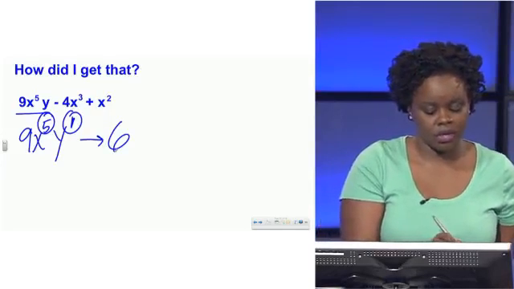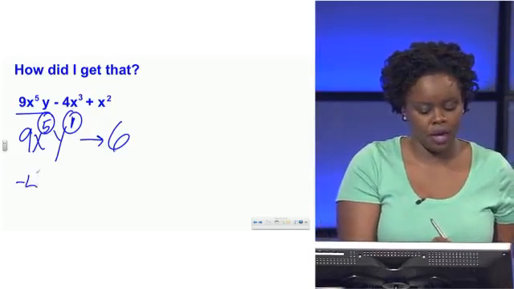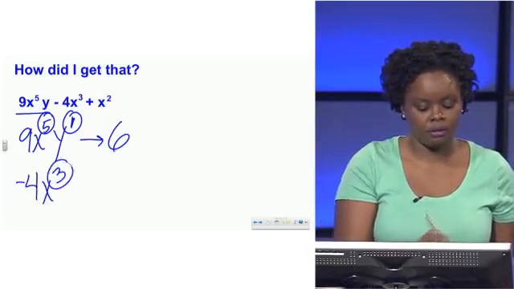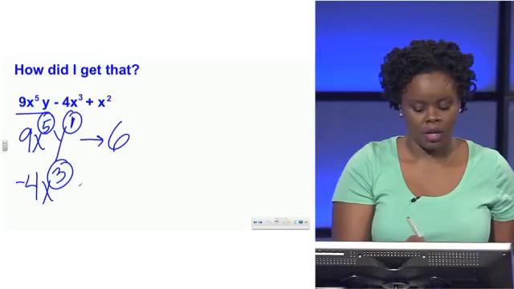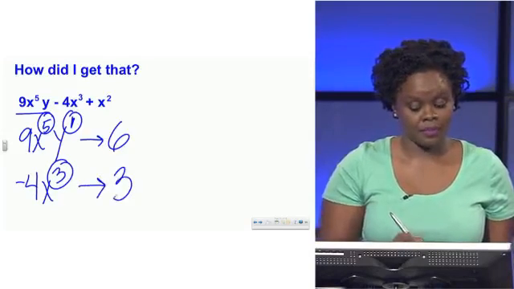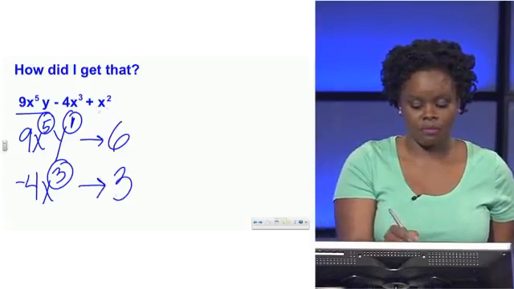Then I took my next term, negative 4x cubed. I only had one exponent to focus on there, the 3. So this term has a degree of 3. Then I had the last term, that x squared.